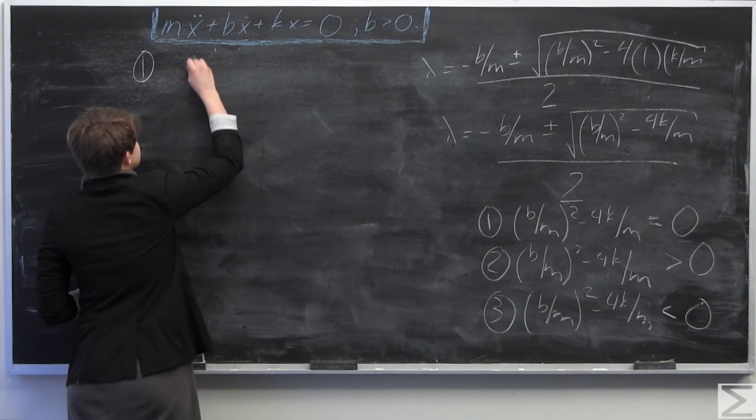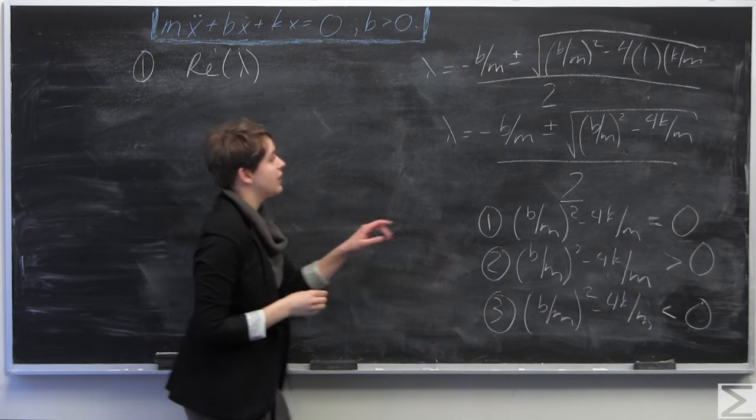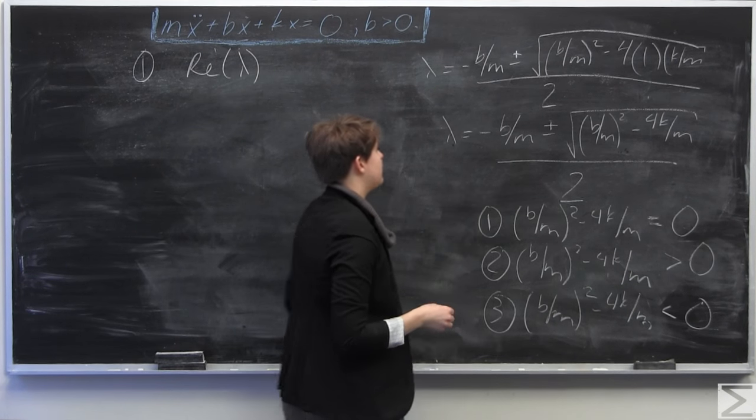So we can see that the real part of the eigenvalue is going to be equal to negative b over 2m.